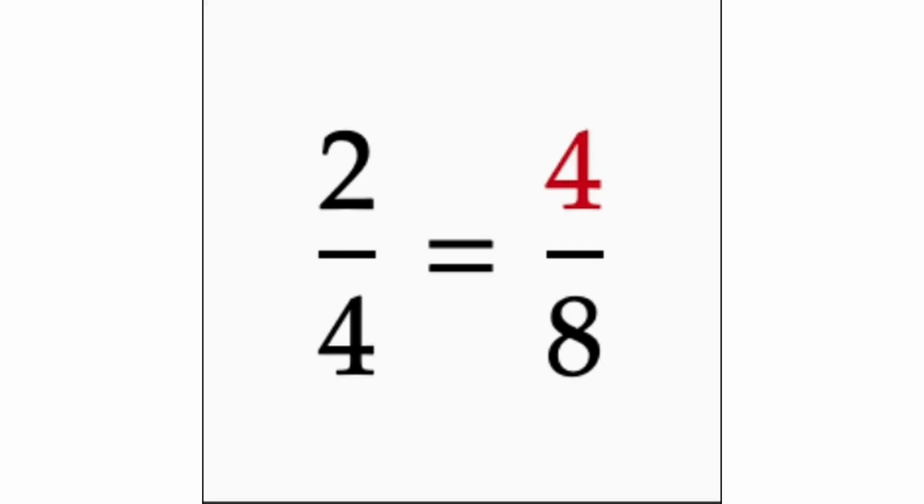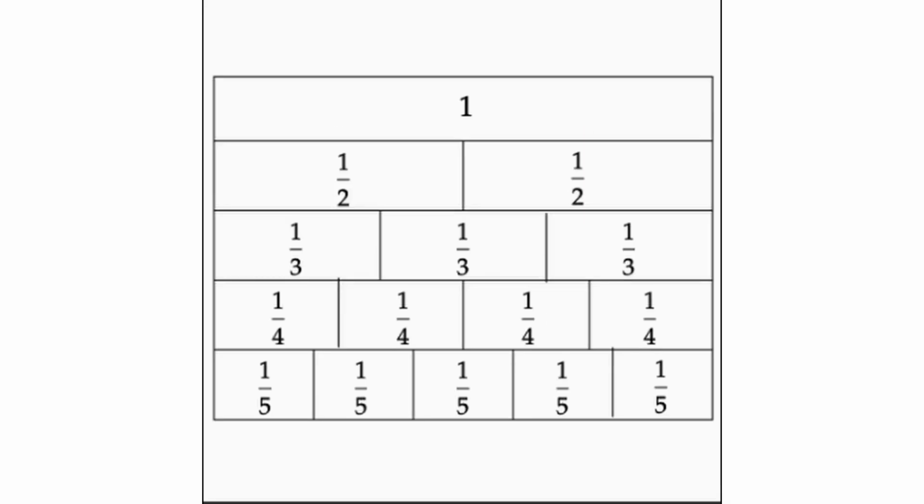Another method to master equivalent fractions is to use a fraction wall. Each horizontal bar represents a whole, and then you split that into different amounts. So the first bar you had a whole, the second bar you split it into 2, giving you halves. The third bar, 3, giving you thirds. The fourth bar, 4, giving you quarters, and so on.